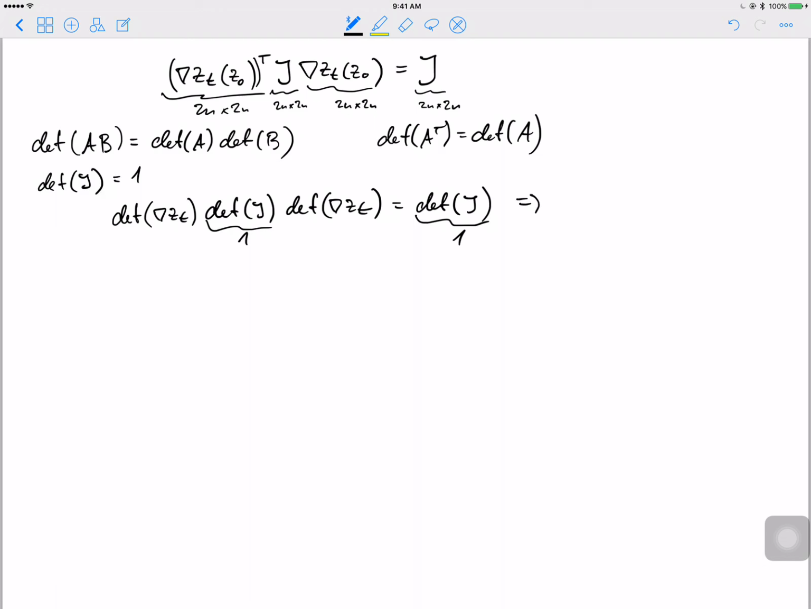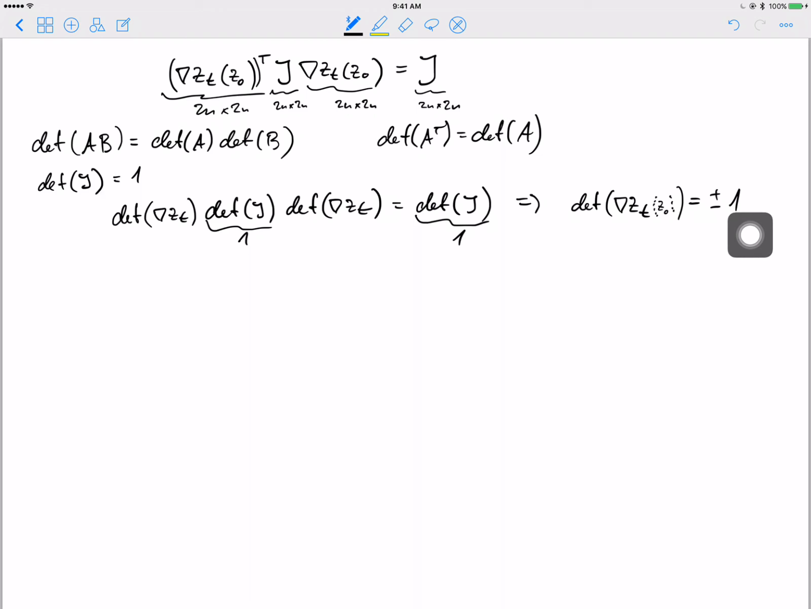So this implies quite clearly that the determinant of the Jacobian of ZT, again, there is a little Z0 hiding there, so for any Z0, that must be plus or minus 1. Okay, because this thing squared must be 1, so this could only be plus or minus 1. Okay, there's no complex business because this matrix is real, so the determinant is also going to be real. Okay, no funny complex eigenvalue kind of business.